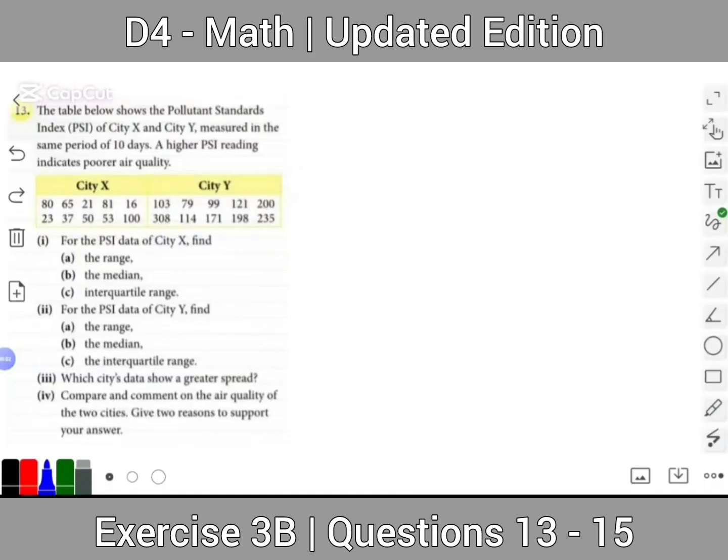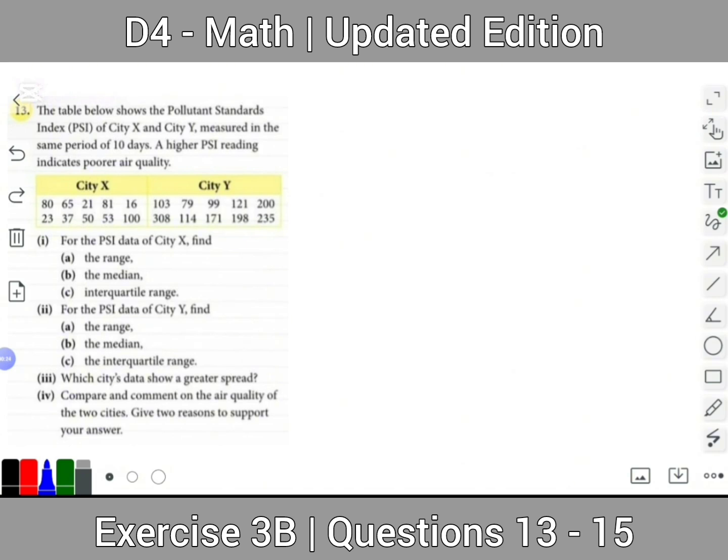In today's video, we will start with question 13. The table below shows the pollutant standards index of city X and city Y, measured in the same period of 10 days. A higher PSI reading indicates poorer air quality. So here we have given in the table for city X.